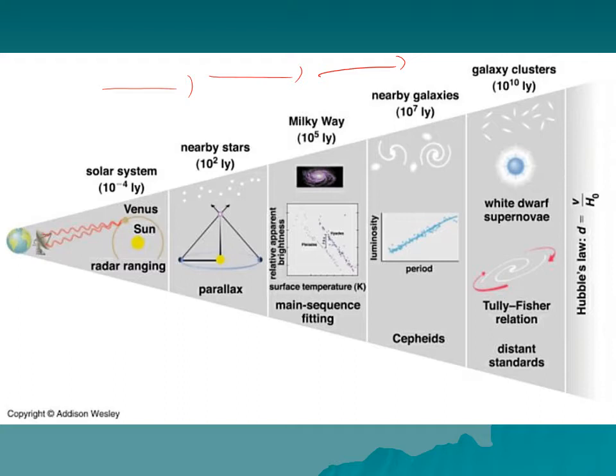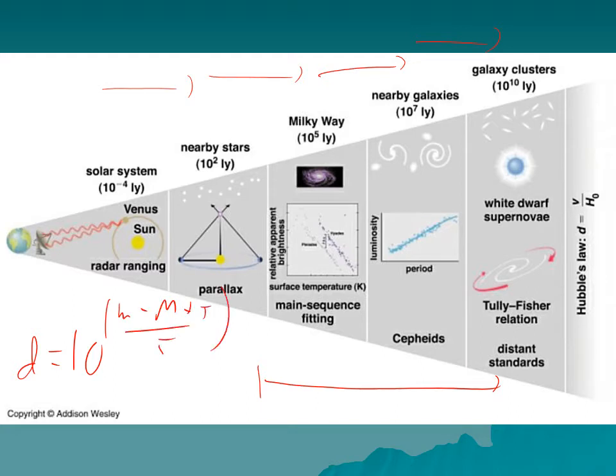That allows us to figure out about the Tully-Fisher relationship. That allows us to figure out distances even farther away, which allows us to figure out white dwarfs are all the same when they explode. Type 1A supernovae are all about the same brightness. And so again, everything from parallax onward is based on what we call standard candles. 10 raised to the (m minus M plus 5) over 5 magnitudes. And so we've got to figure out the absolute magnitude.